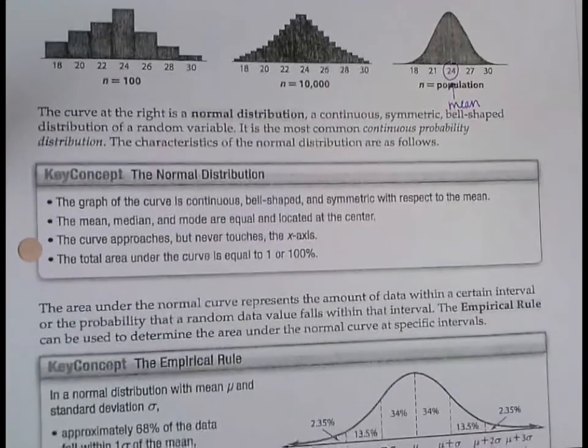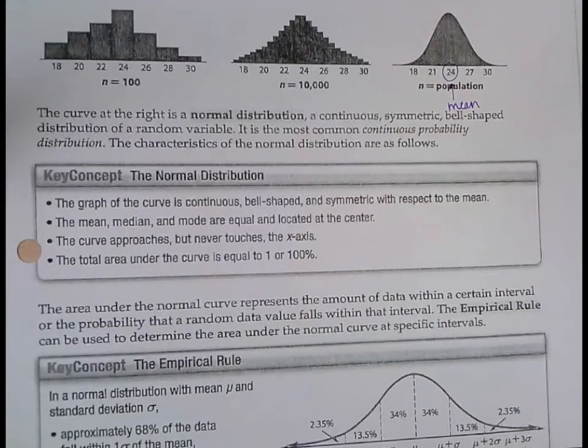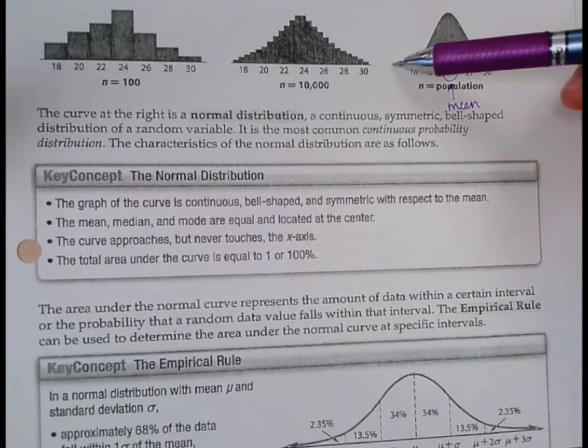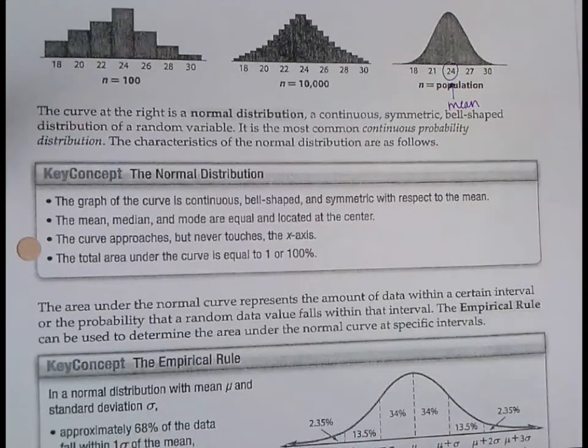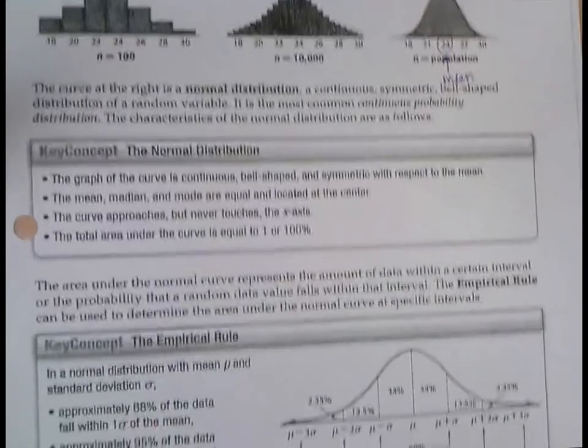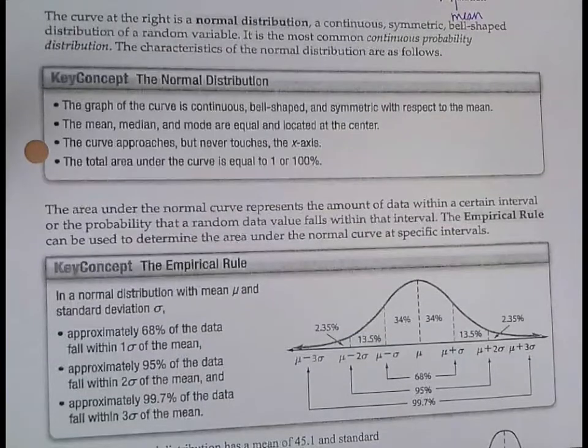The curve approaches but never touches the x-axis. So when it's drawn, this horizontal line that you see would be representing the x-axis. And so either end of the curve, they're never touching, never crossing that x-axis. They're just approaching it. And the total area under the curve is equal to 1 or 100%.